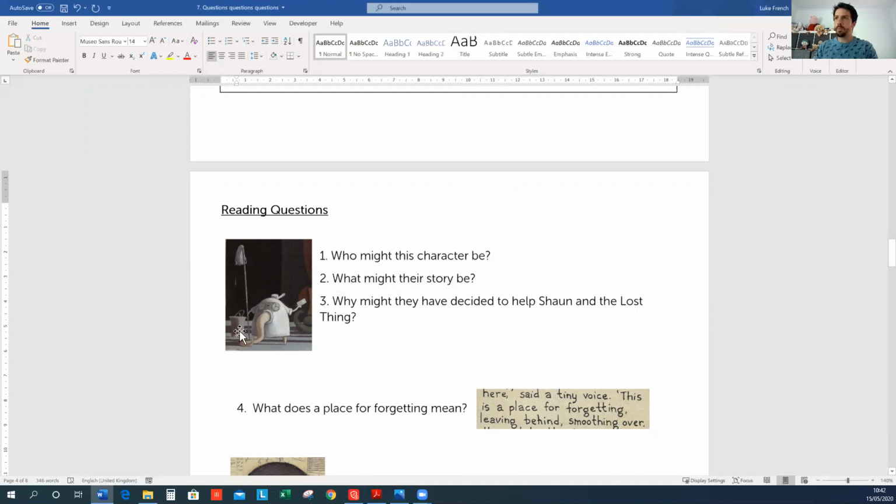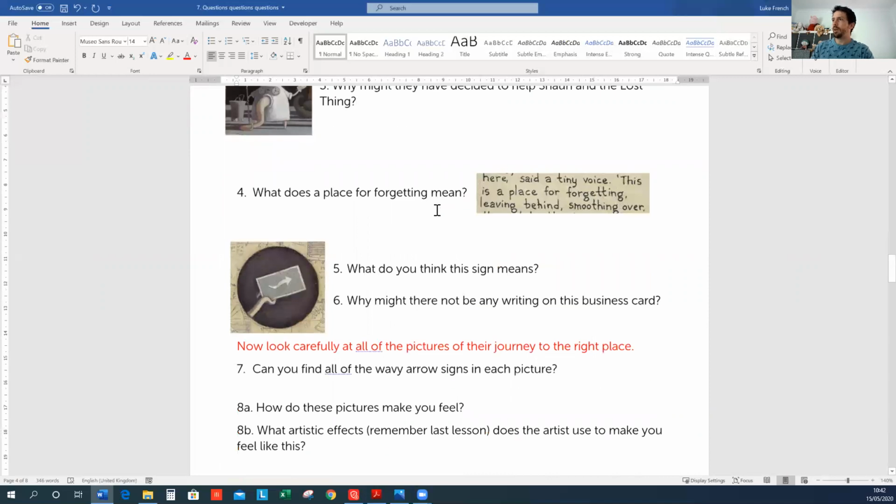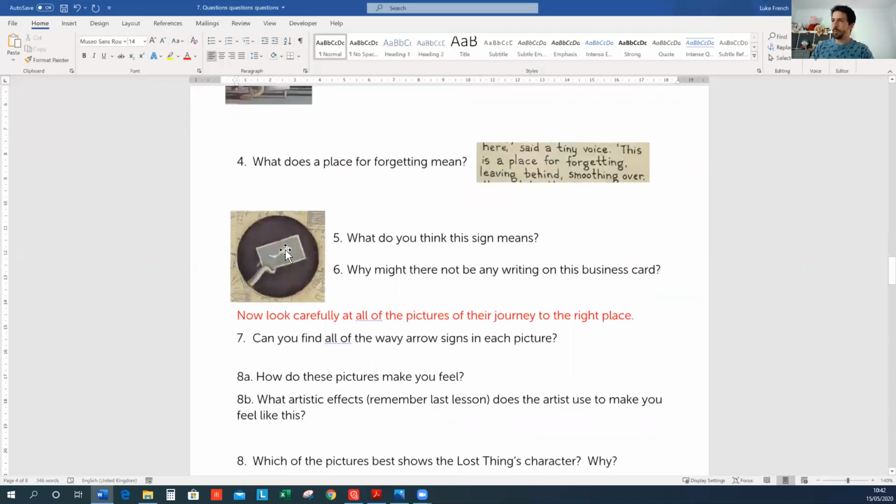So I'd like you to think of a backstory for this creature. Remember, there's no right or wrong answer, but where might this person have come from? Why have they ended up here? And then question 3 is why have they decided to help Sean and the lost thing? So why do you think they've decided to help Sean? And then there's more questions further down. Each question goes with the picture that I've set.